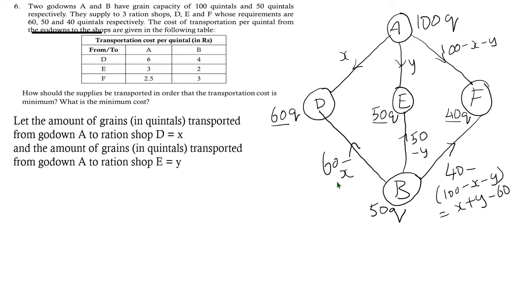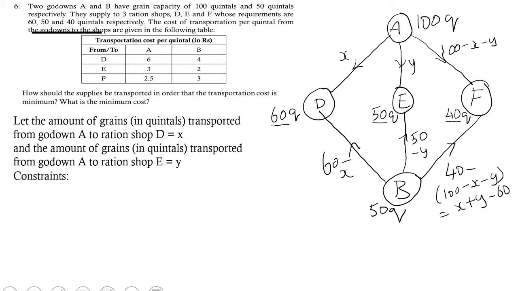Remaining 60 minus X quintals it has to get from B. Coming to E, it will get Y quintals from A. Remaining 50 minus Y quintals it will get from B. Coming to F, it will get 100 minus X minus Y quintals from A. Remaining, that is 40 minus of 100 minus X minus Y, which is equal to X plus Y minus 60. It will get from B. So this is the problem.